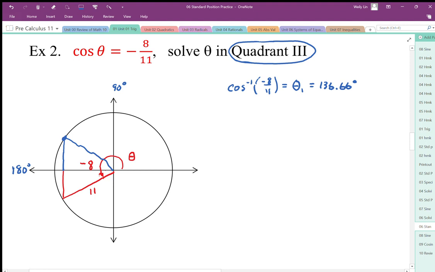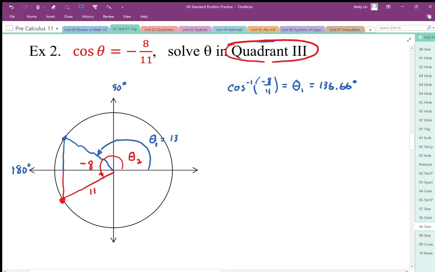Okay, so we want quadrant 3. The angle that we're looking for is not the blue angle, but the quadrant 3 angle is that red angle that we have down here. Okay, so that's locating that position. So that's going to be theta 2. So although our calculator gives us the theta 1 angle, it doesn't match the quadrant that we're given.